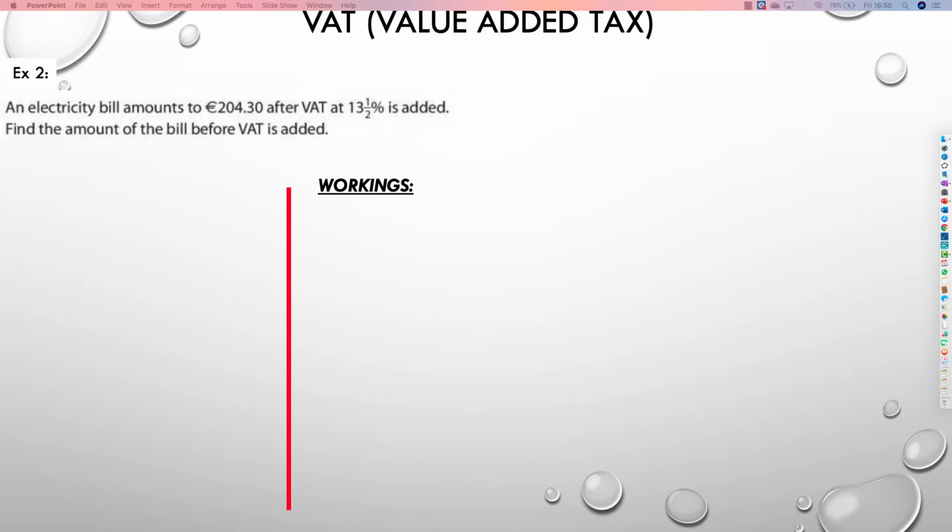I've got to figure out how much percentage I have. Or what do I have? You have 113.5%, and that's equal to how much? And I'm looking for how much percentage? 1%. Now we're going to look for how much? For before the VAT is added? Good girl, 100%. So what am I going to do?